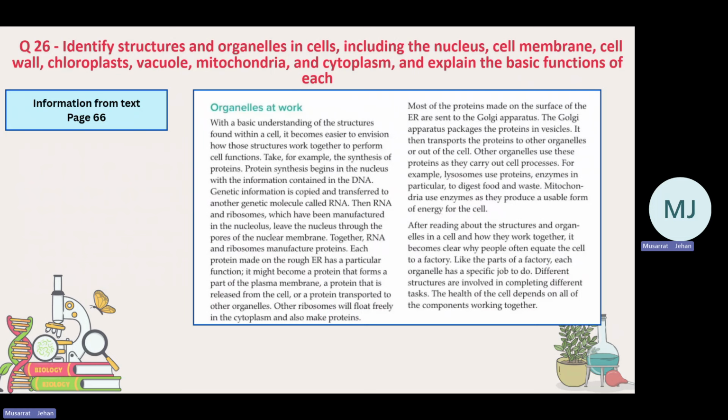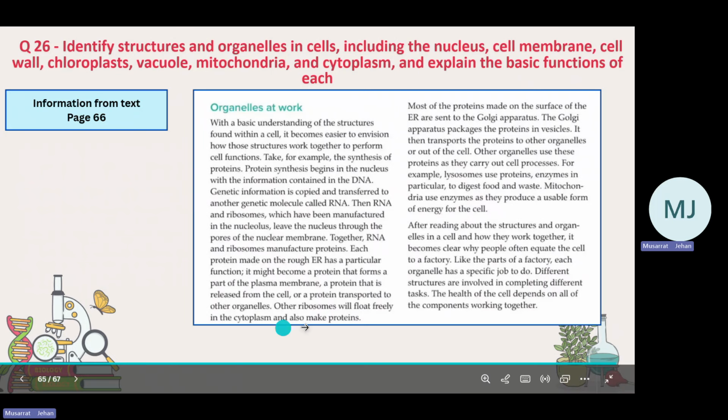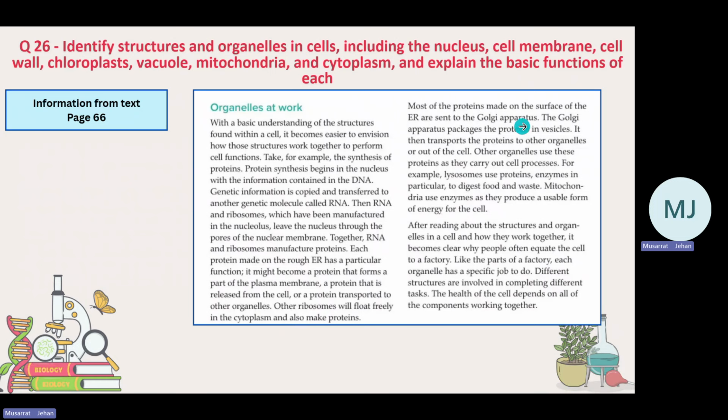Then other ribosomes will float freely in the cytoplasm and also make proteins. Proteins made on the surface of the ER are sent to the Golgi apparatus. The Golgi apparatus is going to package them and put them into small vesicles. These vesicles will transport the proteins to other organelles or out of the cell. Other organelles will use these proteins to carry out their cell processes.